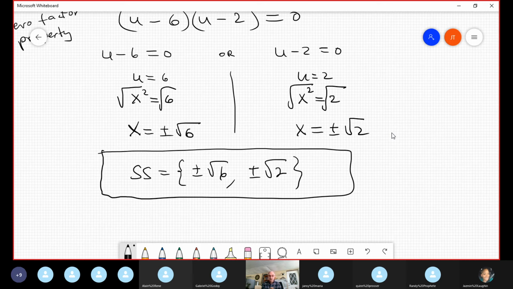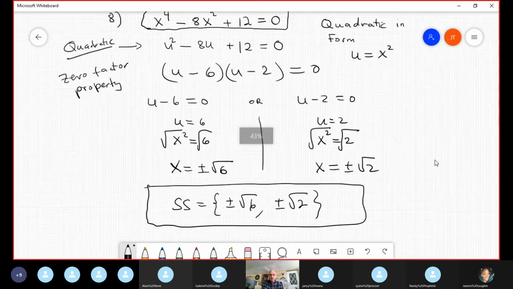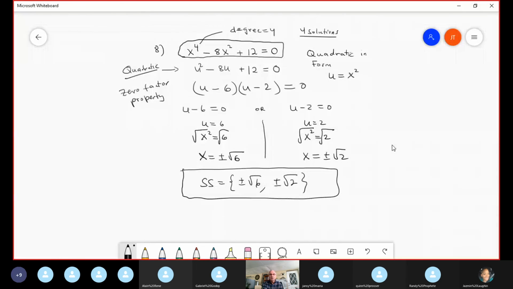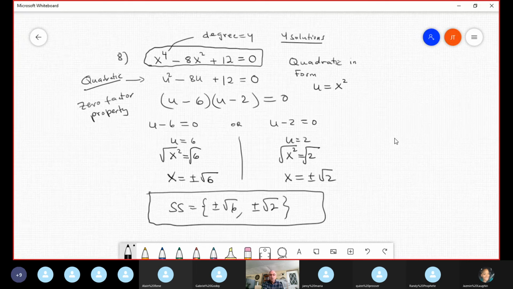Everything matches perfectly. The degree of the original equation is degree 4. Polynomial equation, degree 4, we obtain 4 solutions. Okay? But what was the transformation? I realize it's quadratic in form. I convert, using u substitution, the original equation into a quadratic equation, but using a new variable, which is your auxiliary. And this makes my job easy.